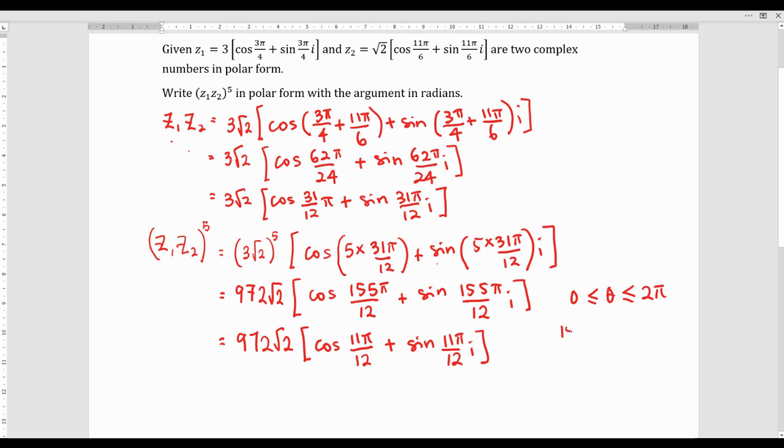So how do we do that? It is simply a matter of subtracting, I think that should be 12 pi, 12 rounds. So it gives you 11 pi over 12. All right, so this is the power of the product.